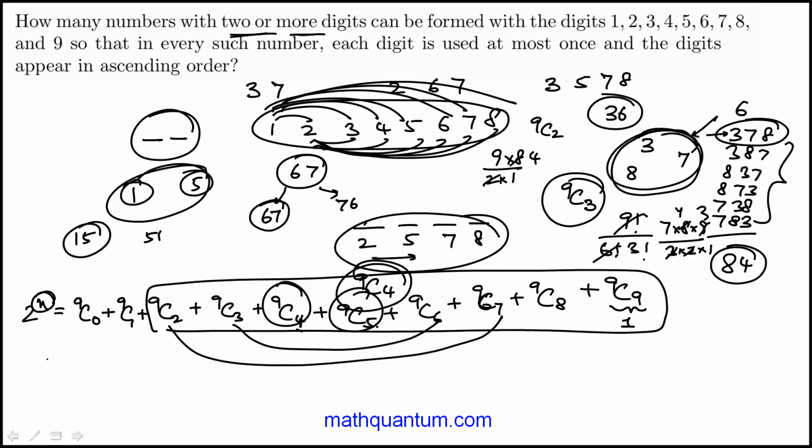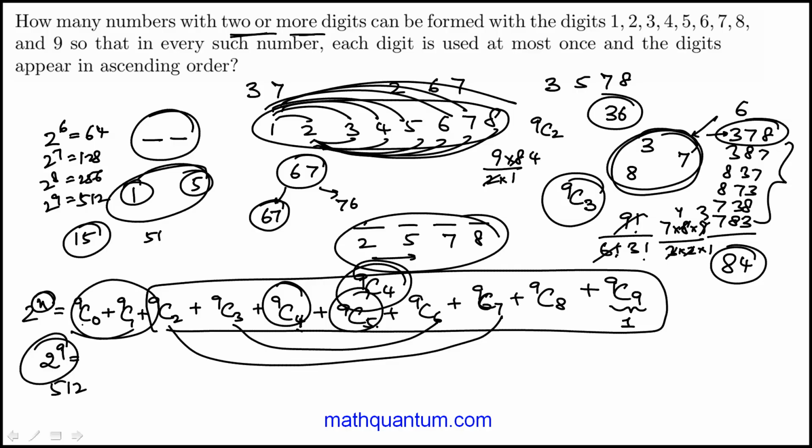N here is 9, so 2 to the 9, which is, again, you may or may not remember this. 2 to the 6 is 64. 2 to the 7 is 128. 2 to the 8 is 256. That's 512. So that's 512. And all I have to do is subtract these two. 9C0 is 1, and 9C1 is 9. So our answer is 512 minus 10, or 502.